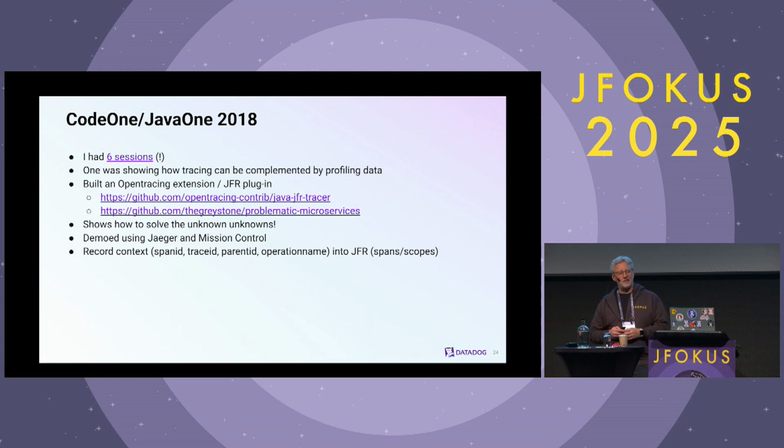I had some microservices set up with problems in them and showed how you could solve the unknown unknown. You didn't know there could be a problem there. You had no idea. The tracer information doesn't give you the information you need. What do you do? Continuous profiling can help you. So I demoed using Jaeger and Mission Control. I was recording context. That was really the trick. I was using JFR to provide my own events for spans and thread local activations of spans, something called scopes.